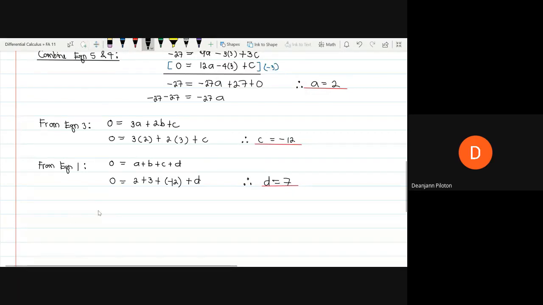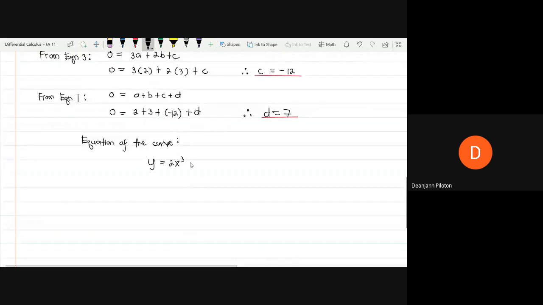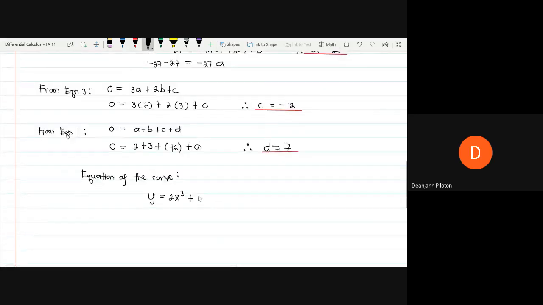So pwede na nato masulat ang final answer or the equation of the curve. So we have y is equal to, ang A nato is positive 2, then ang iyahang variable is x raised to 3. Okay, so mao ni ang gihatag na form, class, y is equal to a x raised to 3 plus etc. No? So kabihala na itong a, b, c, d na to write the equation of the curve. And we have ang B nato is equal to positive 3 times x raised to 2, minus C nato is negative 12, so minus 12 times x, plus ang D nato is 7. Okay, so this is our final answer for the equation of the curve.